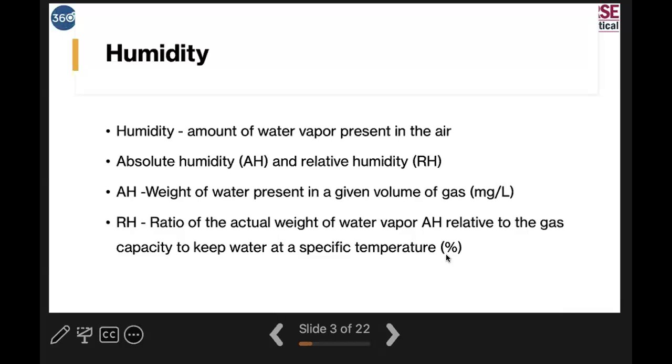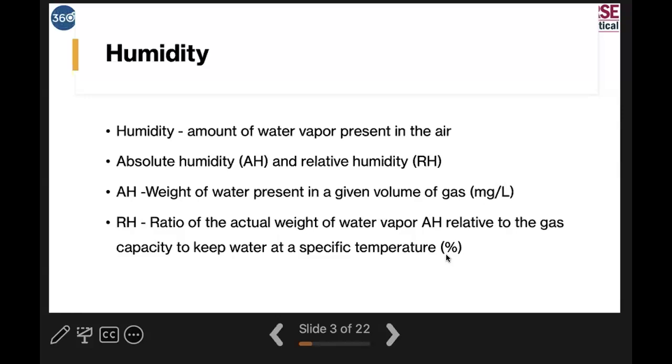So humidity, I think you will understand this. It is the amount of water vapor present in the air. And humidity can be absolute humidity and it can be relative humidity. Just know the definition for now. Absolute humidity is the weight of the water present in a given volume of gas. For example, 34 milligram of water is present in 1 liter of gas. It is like that.